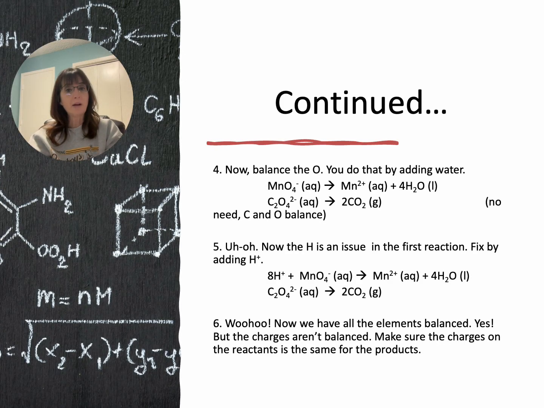So now that we've balanced everything other than H and O, tackle the O's. And you do that by simply adding water. Well, in the Mn equation, you've got O's on one side, but none on the other. Well, mass isn't created or destroyed, so just slap some waters on there.